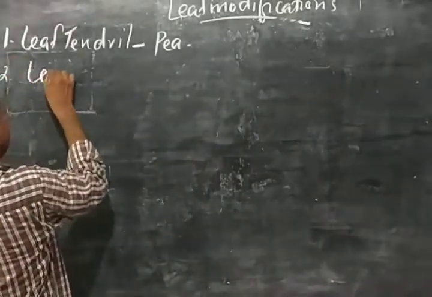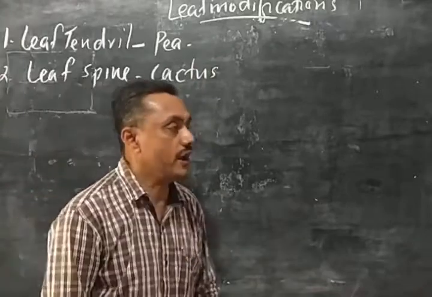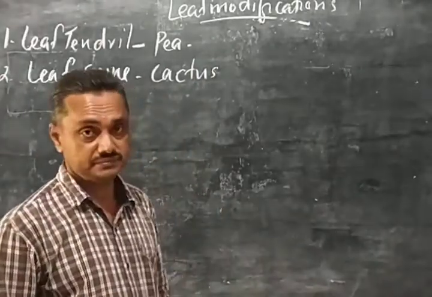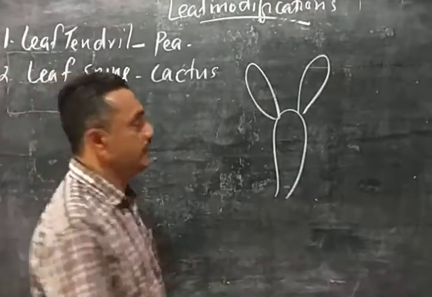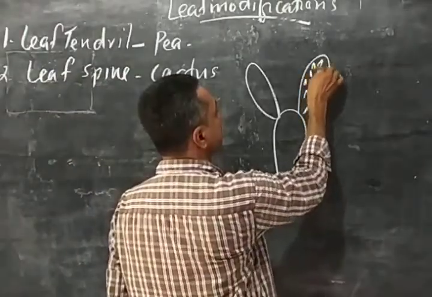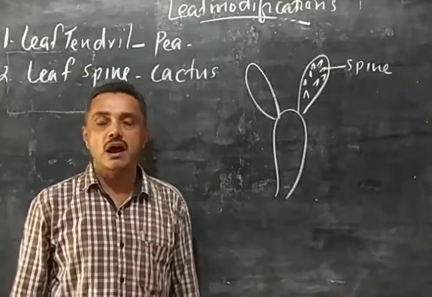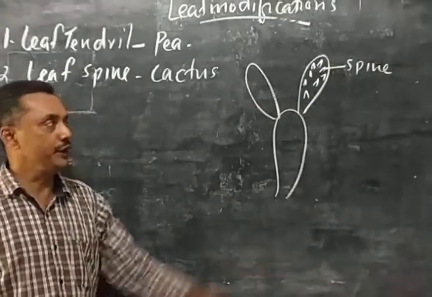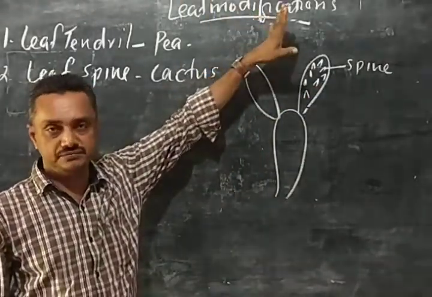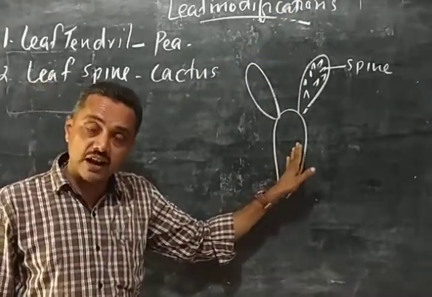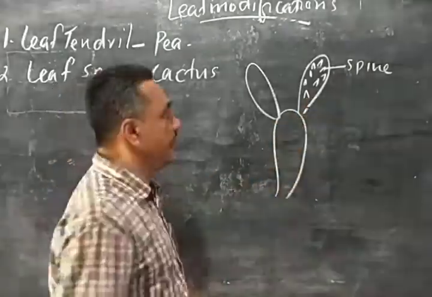Second one, leaf spine. In plants like cactus, leaves are modified to spines. These are called leaf spines. In plants like Opuntia, leaves are modified to spines for what purpose? To reduce transpiration. If the leaves are large, a large amount of water loss takes place by transpiration. Because these plants live in the desert region, the dry region, there is no water. So the leaves are reduced to spines to reduce transpiration.